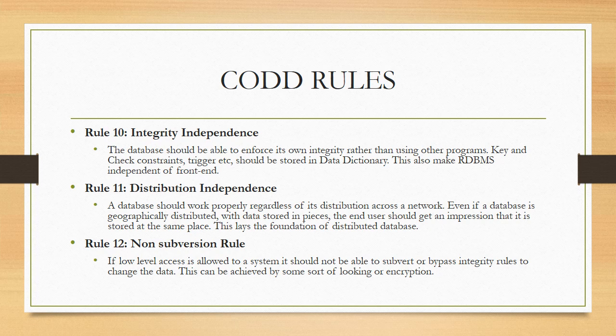Rule 12, no subversion rule. If a system has low level access, it should not be able to subvert or bypass integrity rules to change the data, which is achieved through some sort of encryption.